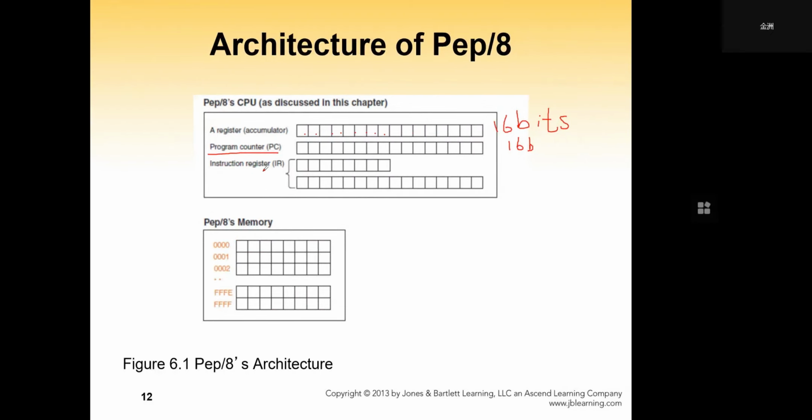But the instruction register, which stores the instruction now being executed, uses 8 bits plus 16 bits, so that is 24 bits to represent each instruction. So this is its memory. It's also 16 bits, so in hexadecimal it's supposed to be 4 hexadecimal digits. So the memory address is supposed to be 0000 to FFFF.